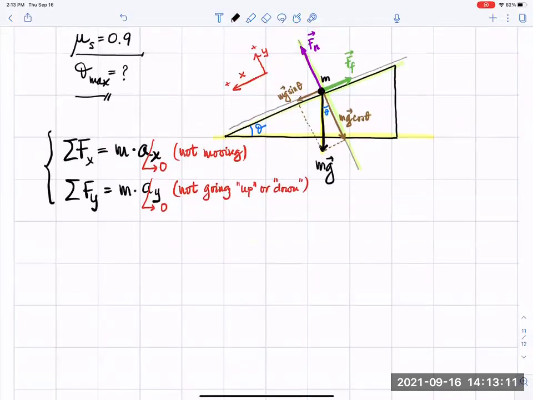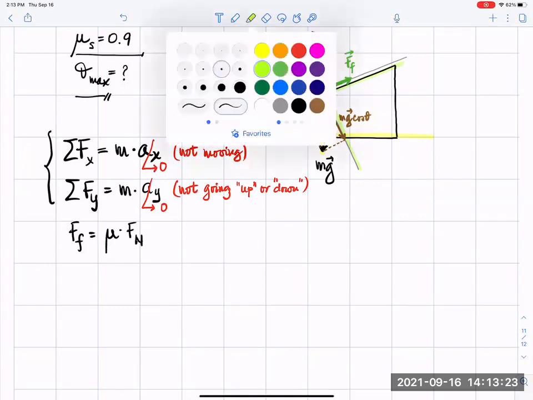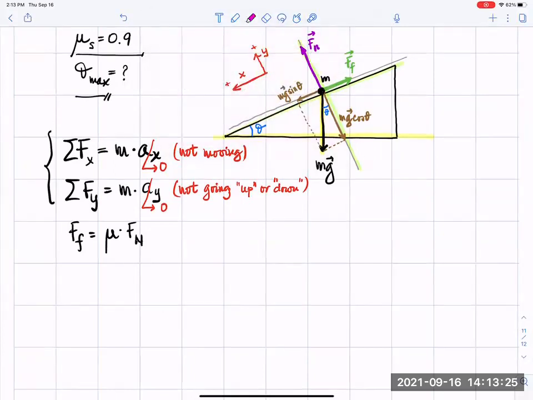And then you also have, don't forget, the definition of the friction force. So that would be our third equation. Friction force is defined as the coefficient of friction times the normal force. So if I dot this up, this would be one equation, second equation, and your third equation. All right, so let's look at what we get here.